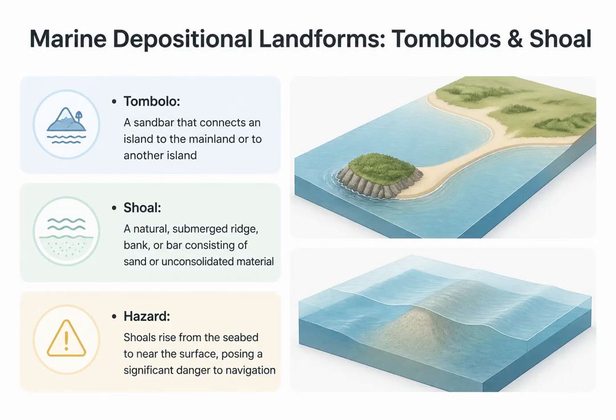Another interesting depositional feature is the tombolo. This occurs when a sandbar grows outward from the coast and connects the mainland to an island, or joins two islands together. We also have shoals, which are natural, submerged ridges or banks made of loose sand and sediment. Because shoals rise from the ocean floor to just below the water surface, they are notoriously dangerous hazards for navigating ships.